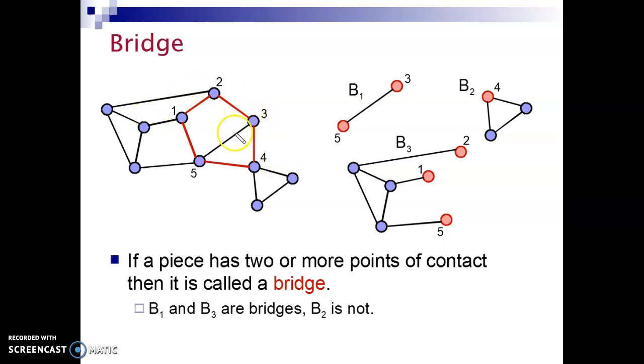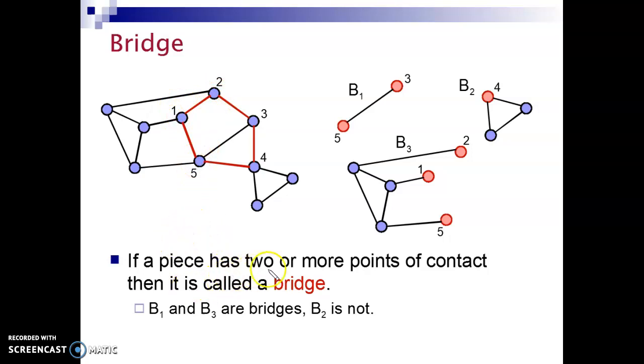Now, for example, the edge 3, 5, which is also shown here on the right side, redrawn on the right side, has two points of contact, 3 and 5, because those are the points that it touches G1. This triangle here has only one point of contact, which is 4. And finally, this piece here, the largest piece, has 3 points of contact, node 1, node 2, and node 5.